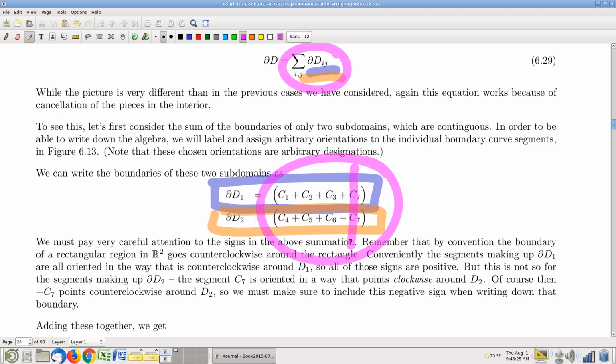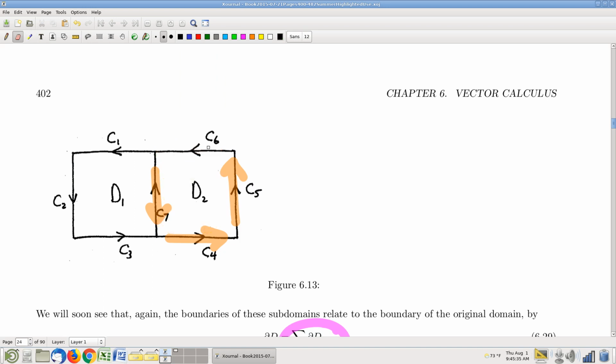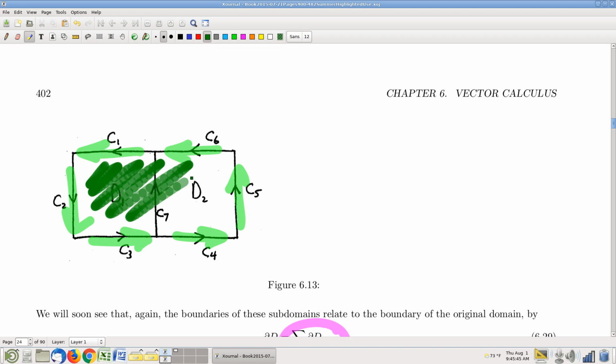And all we're left with, kind of beautifully, is just these 6 edges, 1, 2, 3, 4, 5, 6, all positive, and sure enough, as desired, that is the boundary of the whole. Everybody on board? Did everybody see what happened there?